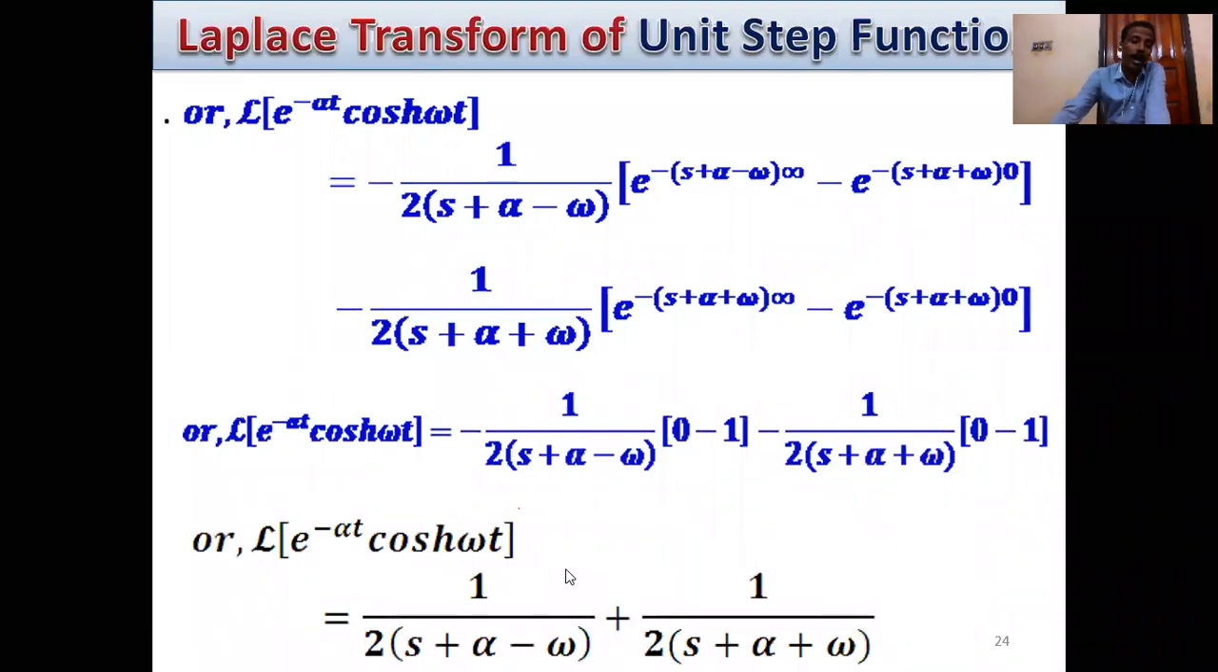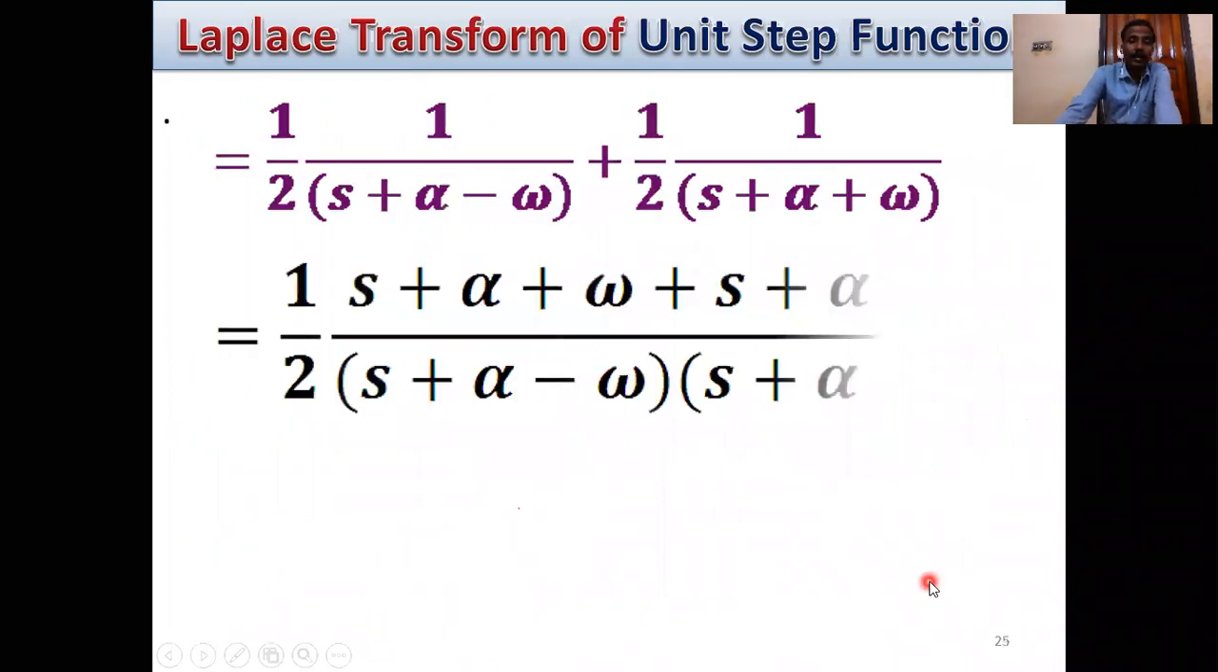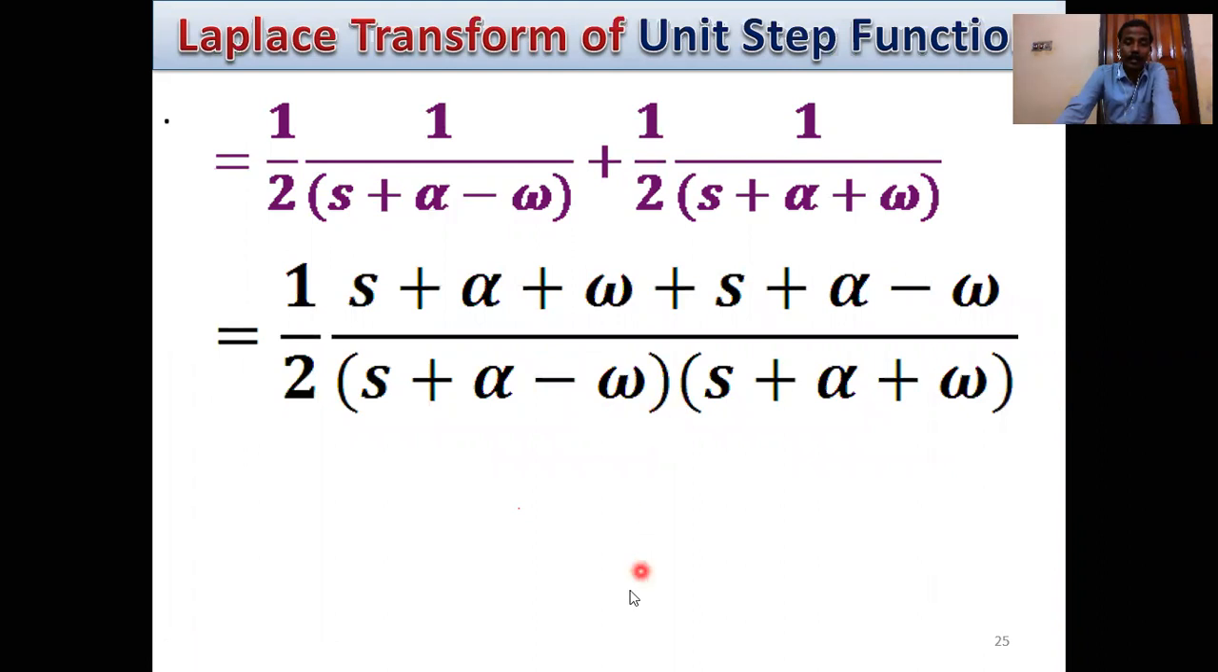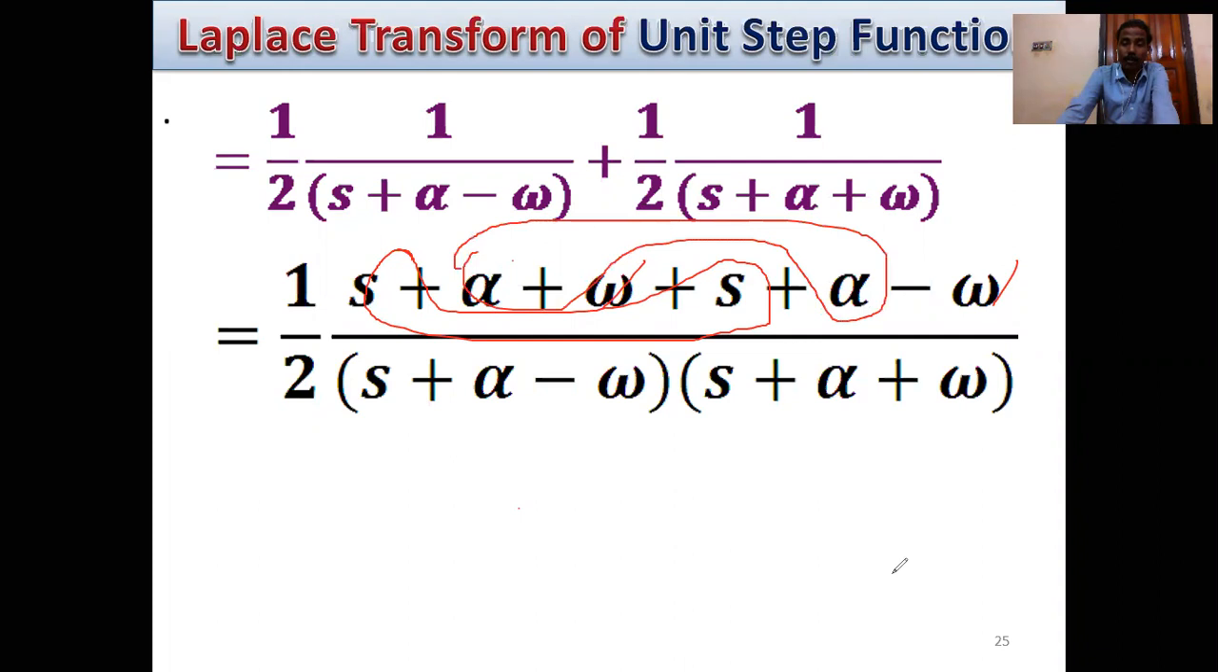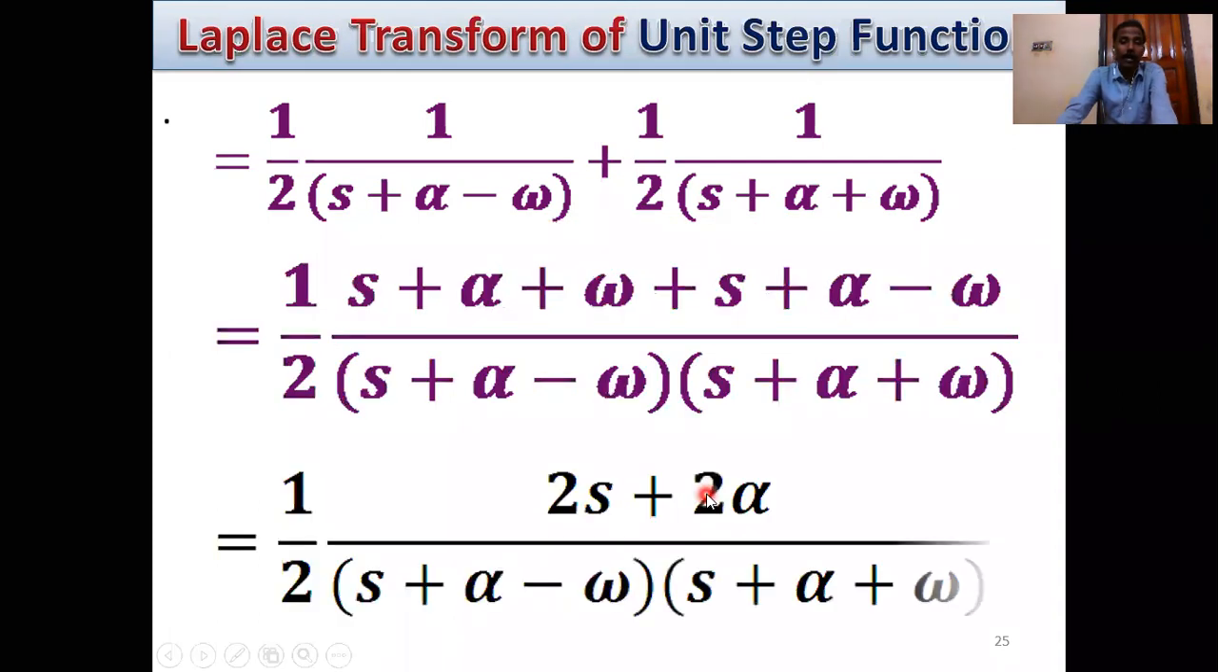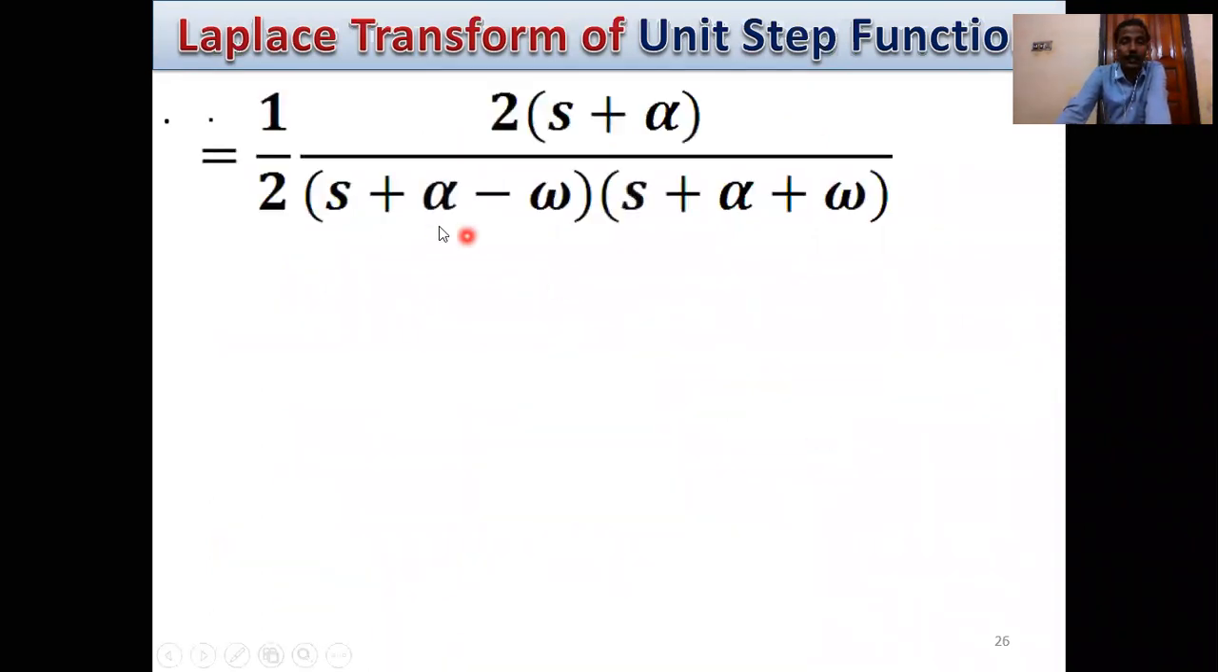And then we get, in simplest form, Laplace transform of e to the power minus alpha t cos h omega t equals 1 by 2 into s plus alpha minus omega, plus 1 by 2 into s plus alpha plus omega. Then simplify, take the LCM. In this case, alpha omega and omega cancel, 2s plus 2 alpha, 2s plus 2 alpha. So 2 common, numerator s plus alpha, divided by a plus b into a minus b form. So 2 common, then s plus alpha minus omega, s plus alpha plus omega.